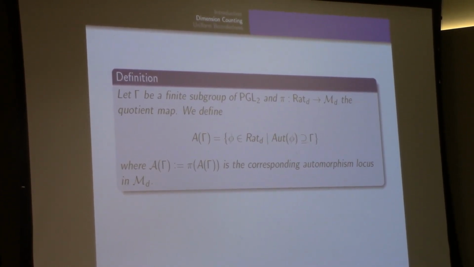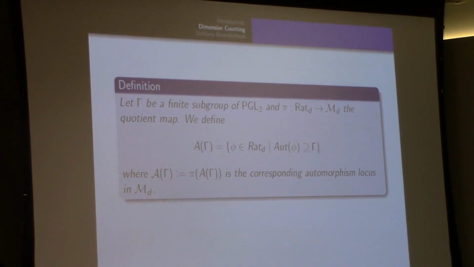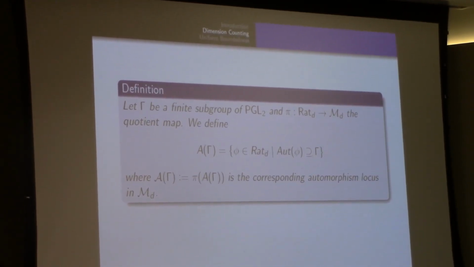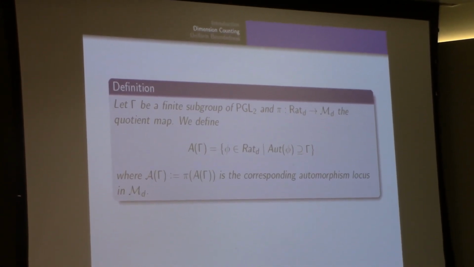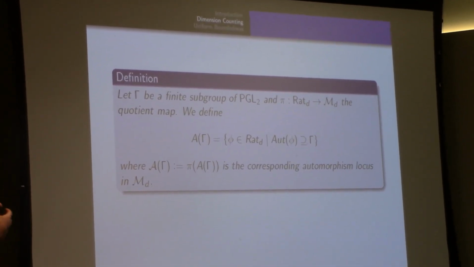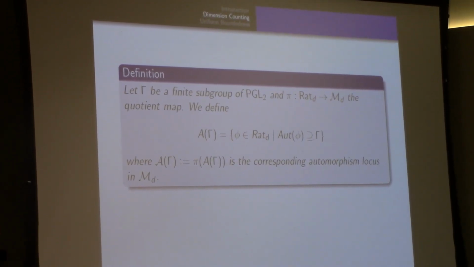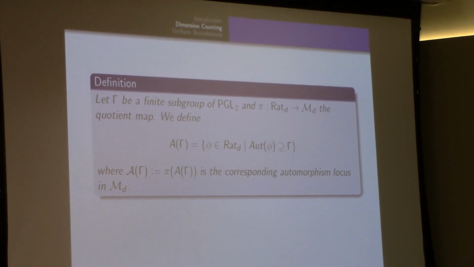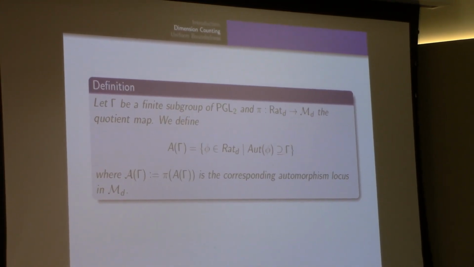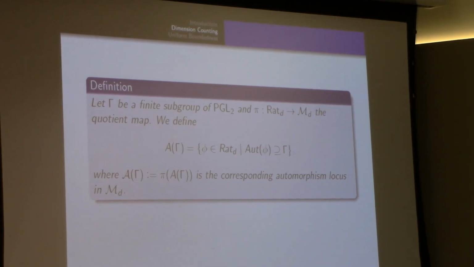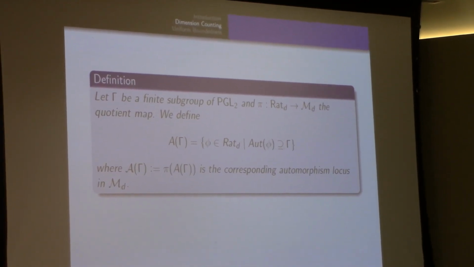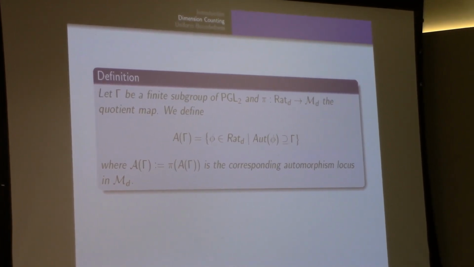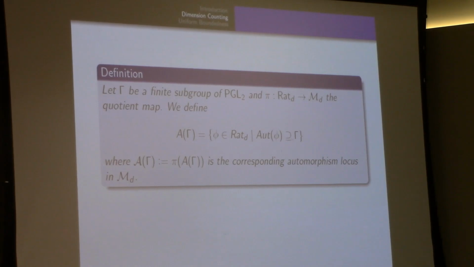Then we define A of gamma to be those maps in RAD-D whose automorphism group contains this particular fixed subgroup as a subgroup. So the object of our study is essentially going to be this A of gamma, projected down to moduli space, which is the curly A of gamma. That's what we define as the automorphism locus in MD of a particular fixed subgroup of PGL2. And our project was essentially studying the structure of these automorphism loci in these different degree D moduli spaces.